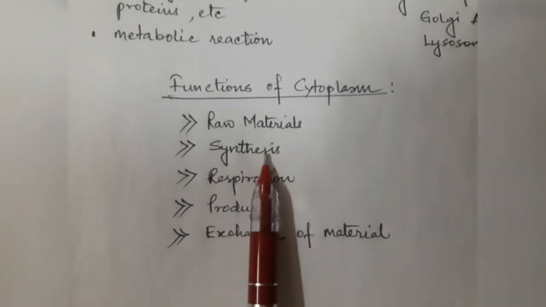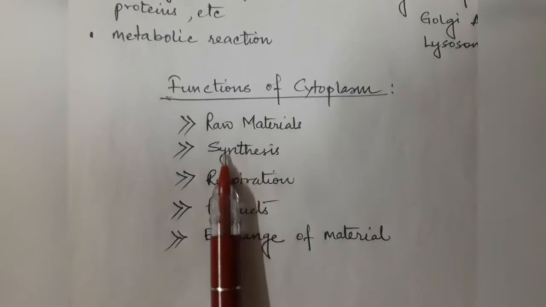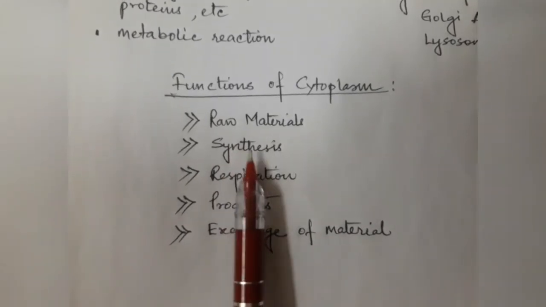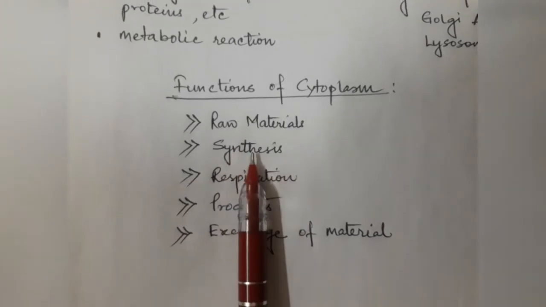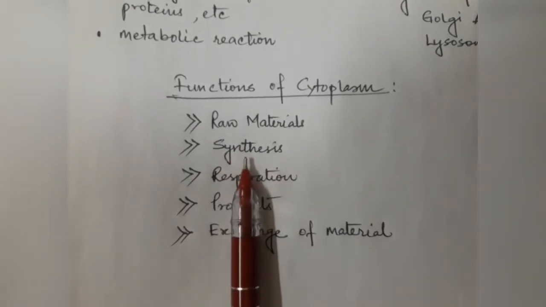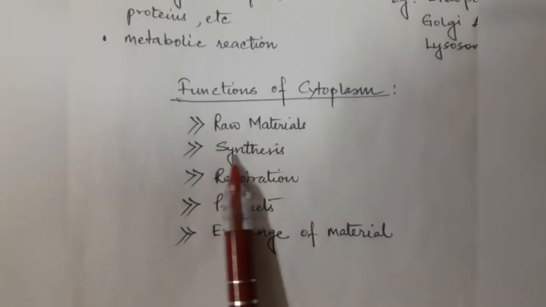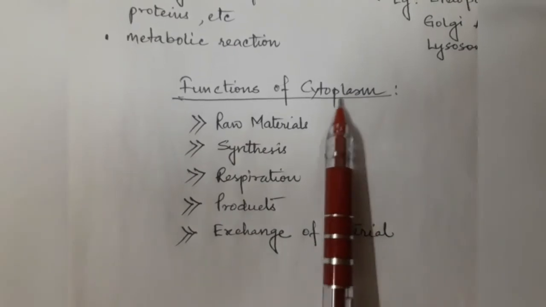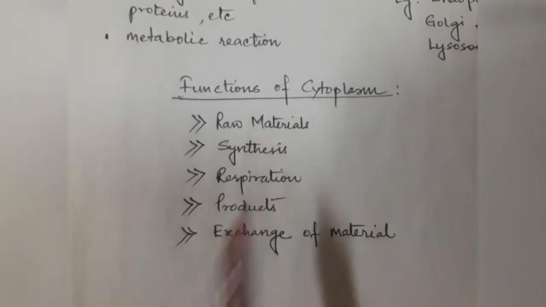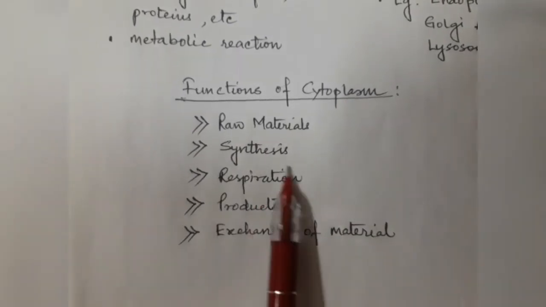We move to the next function, and that is synthesis. So any kind of production, any kind of formation of biomolecules like fatty acids, amino acids, nucleotides, all these types of components, biomolecules, will be synthesized in the cytoplasm, right?